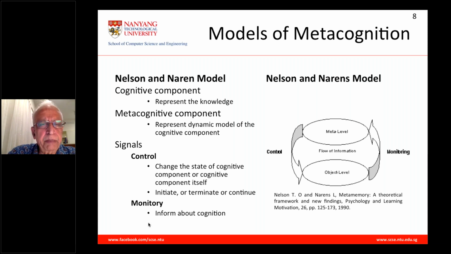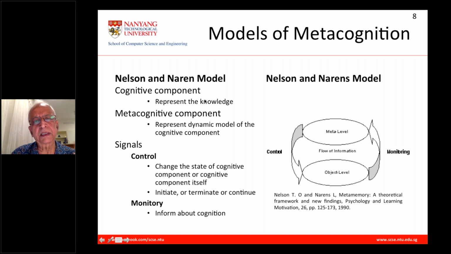This paper is a classic paper, Nelson and Narens in cognitive psychology. I have given the reference here. You see here, object level and meta level. This is always there, right? Hierarchy. Object level you learn and you monitor, right? You see this process monitoring, and based on the meta level you decide and try to do some action, which is control. There is a feedback mechanism here.